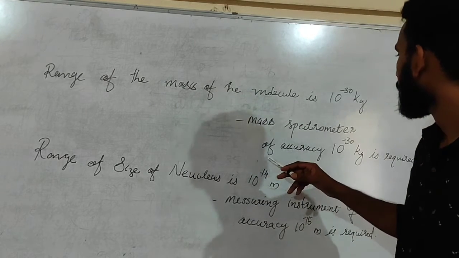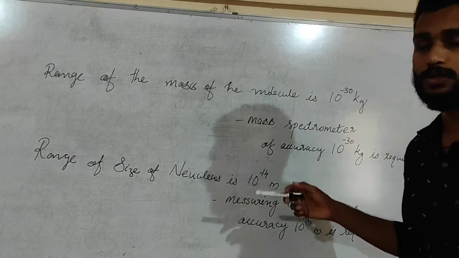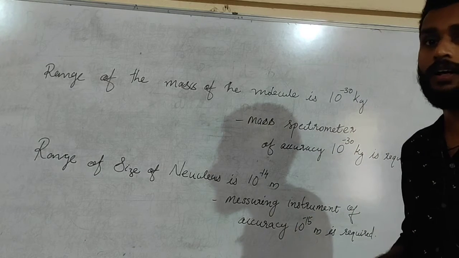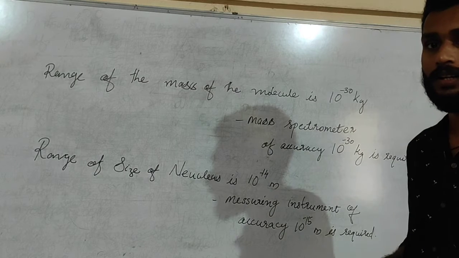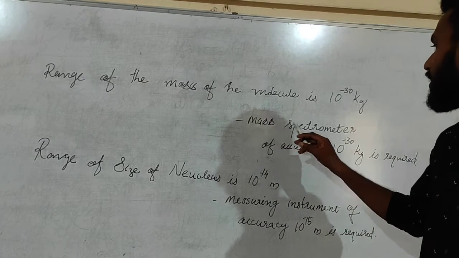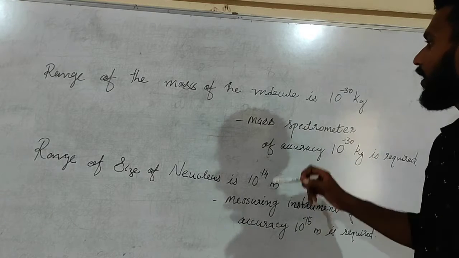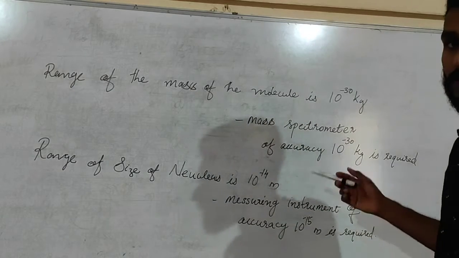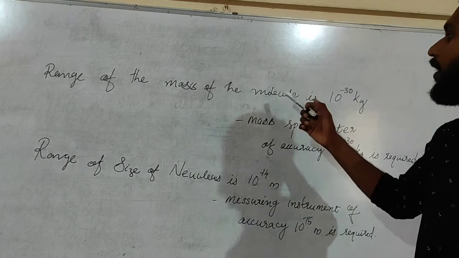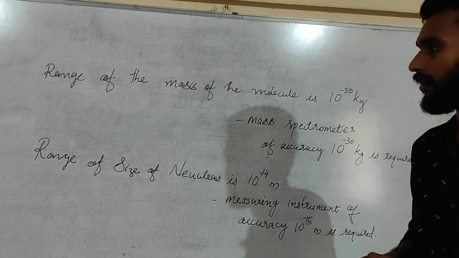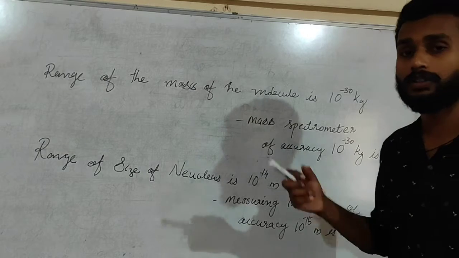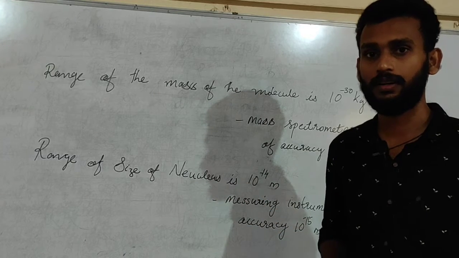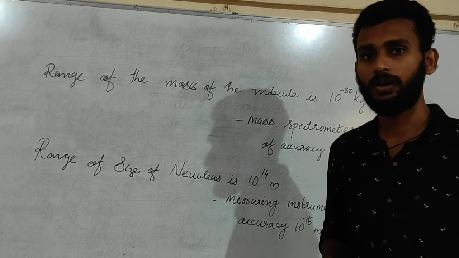The accuracy of the measuring instrument should be near 10^-30 kilogram, then only can we measure the mass of the molecule, isn't it? Such a measuring instrument is the mass spectrometer that we use to measure the mass of molecules, and its accuracy is near about 10^-30 kilogram, which is the required accuracy. In our normal cases the accuracy of weighing machines is near about 100 grams, 1 gram, or up to milligram also it is possible.